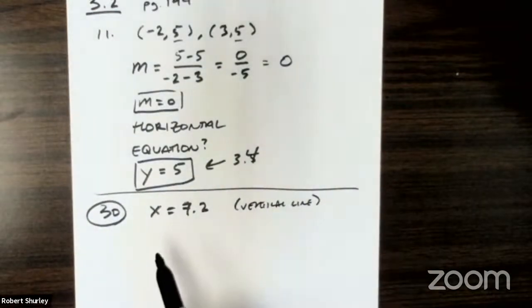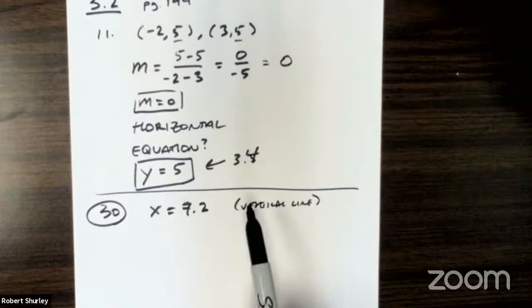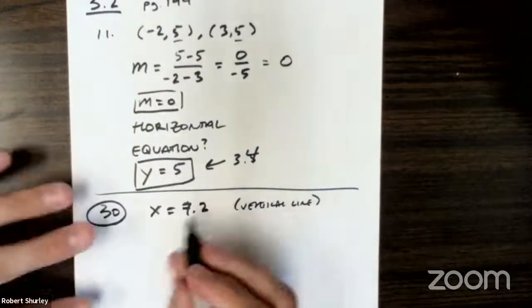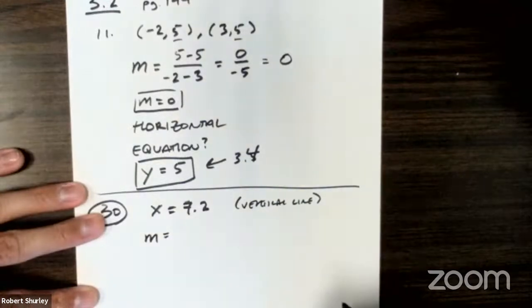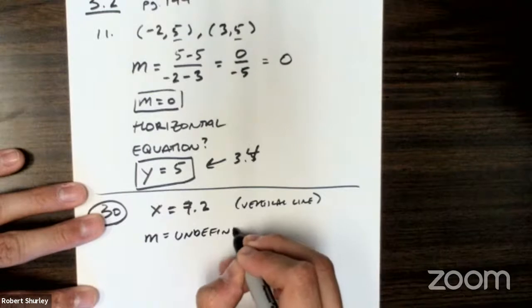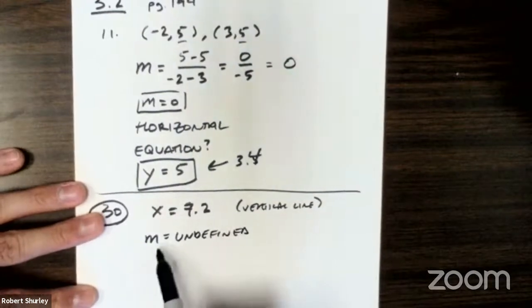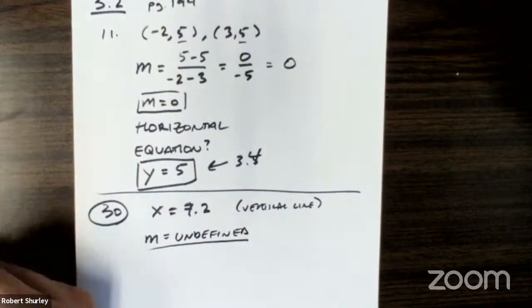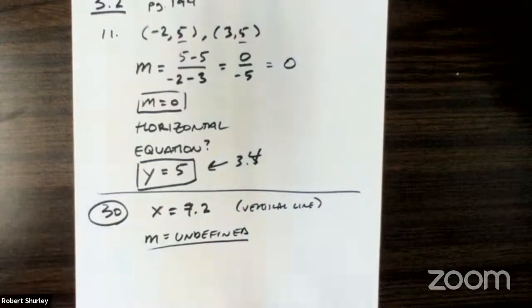And now the question asks, what's the slope and the y-intercept? So we know horizontal lines have a slope of 0. Vertical lines have a slope of undefined, right? Vertical lines have a slope of undefined. So that's the first part. But then we've got to figure out the y-intercept. And this is the one that gets kind of goofy, right?